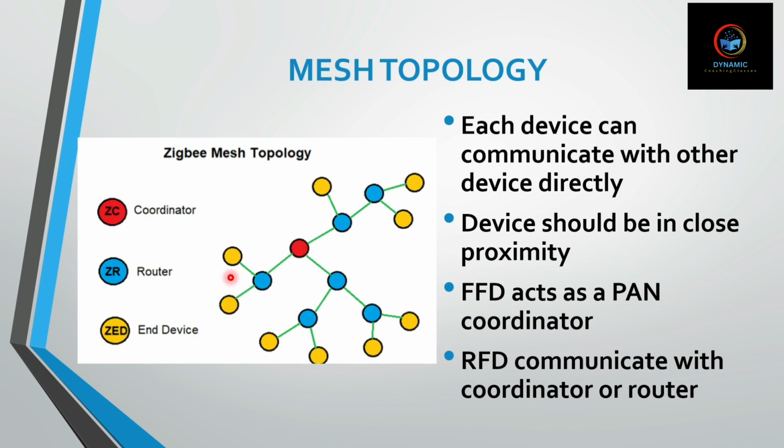You can see here the RFDs, so basically the end devices can be the RFDs, and they can communicate with the coordinators or the routers. That is the model of the mesh topology. We have seen that in the star topology, if two end devices want to communicate, the packet has to go through the coordinator. That is not the case here, right? You can see that each device can communicate directly with the other device. That is the difference between the mesh and star topology.